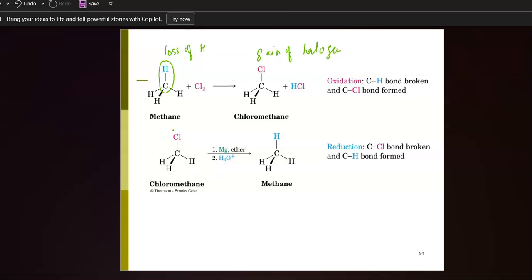Now in this case, what has happened? You have lost a halogen and you have gained a hydrogen. This happened with our Grignard reaction. We took a haloalkane and reacted it with magnesium, and we get Grignard's reagent. Then when that is treated with a proton source like water, you end up with the formation of alkanes. So this is a reduction reaction.